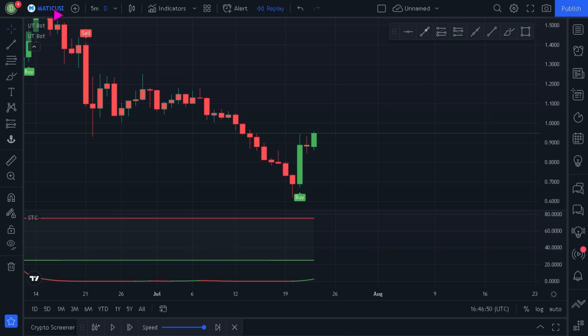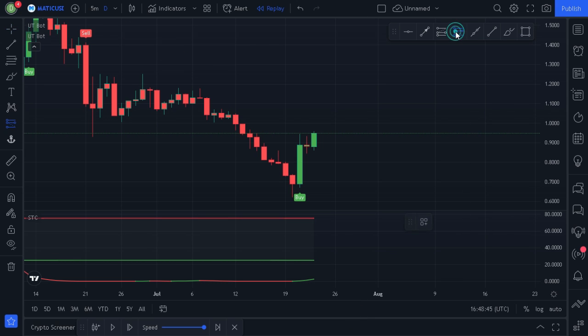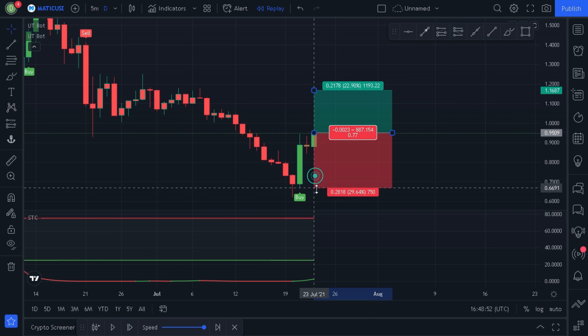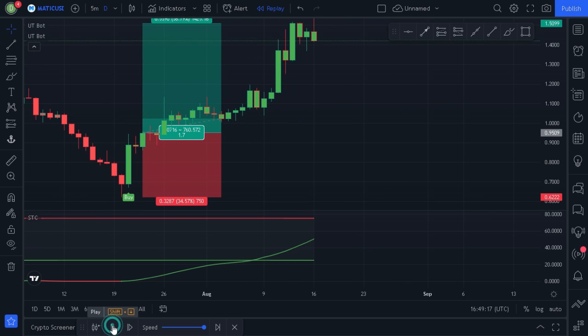Here on the chart, we are trading on the Matic USDT contract. You can see that as the price was moving downward, you got this buy signal from the UT bot indicator, and at the same time, the SDC indicator changed from red to green, giving you an early sign of a bullish reversal. Then you will take a trade entry long at the close of this candle and set your stop loss at the low of this bearish candle and extend your profit target to the risk to reward ratio of 1.7. Now let's run the replay to see the result of the trade entry.